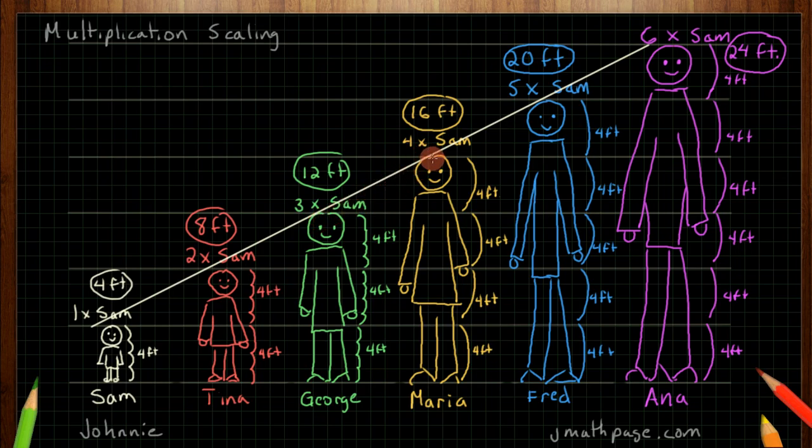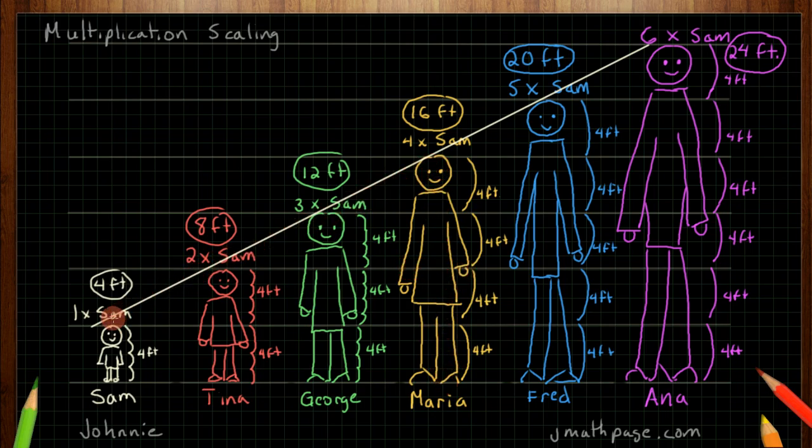What if we were looking for somebody who was half as tall as Maria? And Maria is 4 measures of Sam, or 16 feet. If we're shrinking the other way, who would that be? Well, if we know that Maria is 4 measures of Sam, we need somebody who's half as many measures. Well, half of 4 is 2. So 2 measures of Sam, shrinking, shrinking, takes us to Tina. And if we look at Tina, Tina really is only half as tall as Maria.